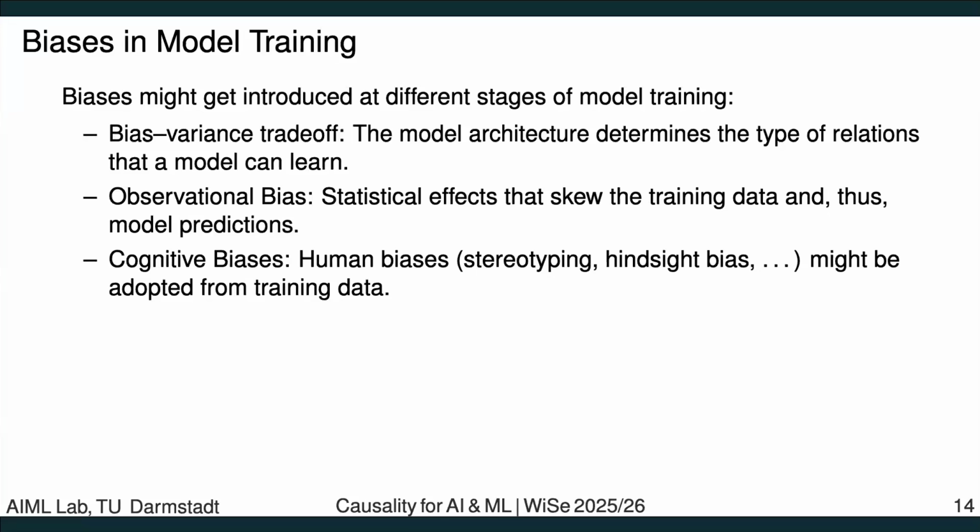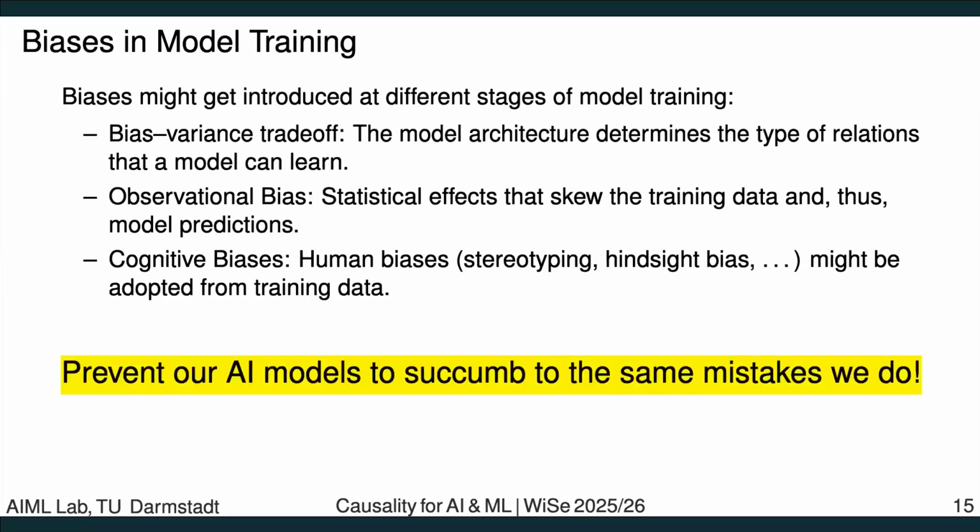And this goes in the same direction, right? Models adopt cognitive biases, so everything that humans do and then write down will eventually end up in our training data. And of course, we want our models to be better than us in terms of fairness, predictive power, whatever.